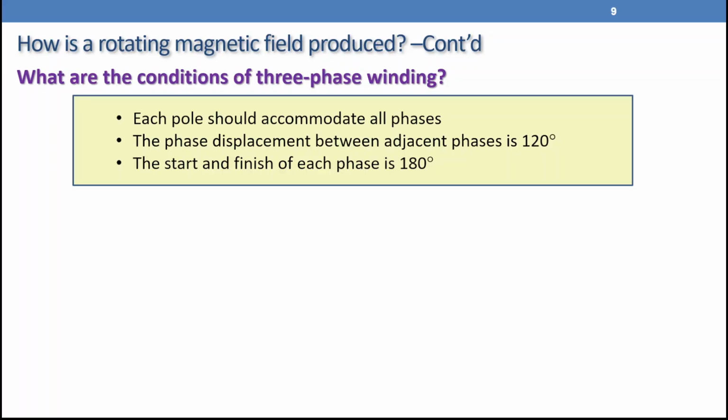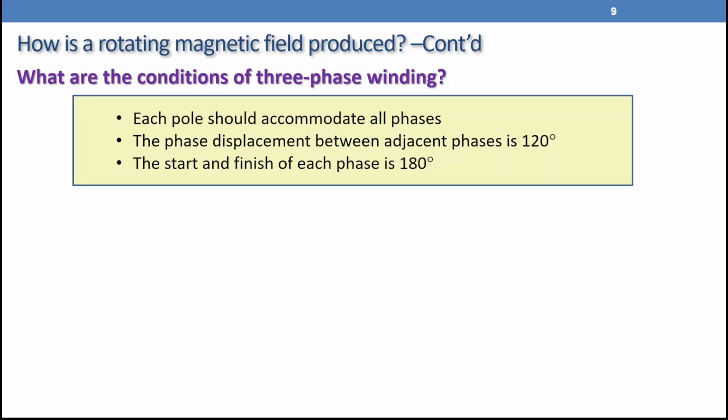For the second condition, the phase displacement is 120 degrees in space. If you remember in the previous slide, for the first question, the voltages are shifted 120 degrees in time, but here we need to put the winding 120 degrees in space. And for the last condition, if we start phase A at a specific slot, after 180 degrees in space, we are going to have the finish of phase A.